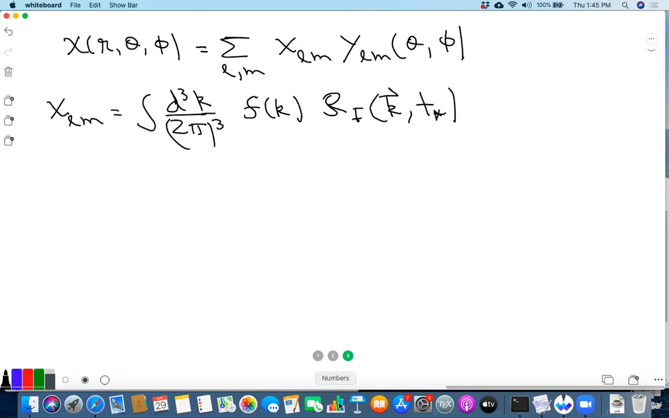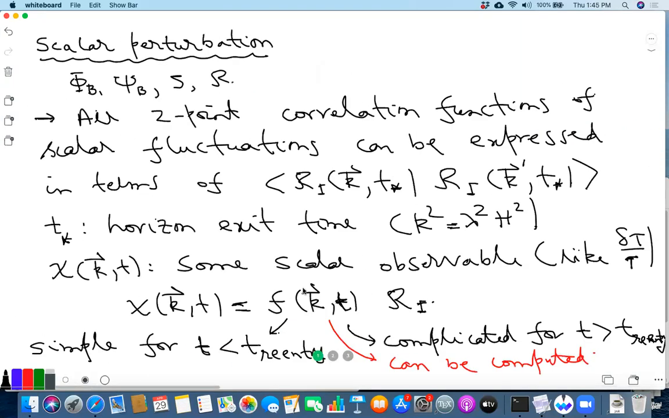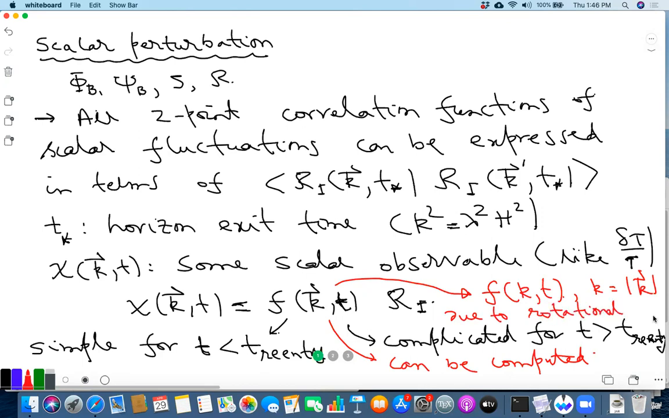Let me go back to the first slide. You see here, this is a scalar quantity. This is also a scalar quantity. And here I have written F(k, t). But F(k, t), of course, depends on the background space-time, but that's rotationally invariant. So because of the rotational invariance, this quantity is guaranteed to be a function only of the magnitude of k. So k is mod k. This is due to rotational invariance, and this will be useful information.